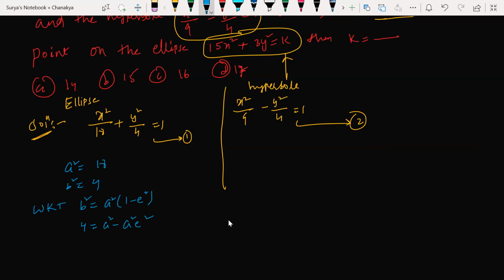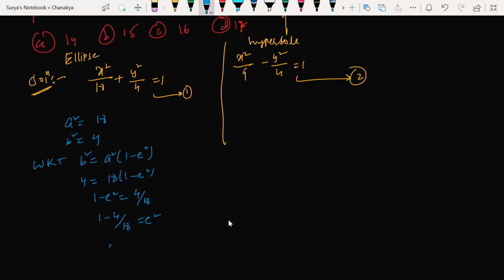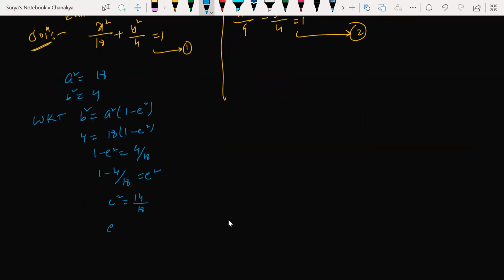Okay, yes or no? Are you understanding? If not, do one thing, I will write 18 here. We have 18, right? So 18 into 1 minus E square. So 1 minus E square is equal to 4 by 18, or not? So 1 minus 4 by 18 is equal to E square, or not? Yes or no? So E square value is what now? 14 by 18. Yes or no? 14 by 18. What will be the value of E? 7 by 9.